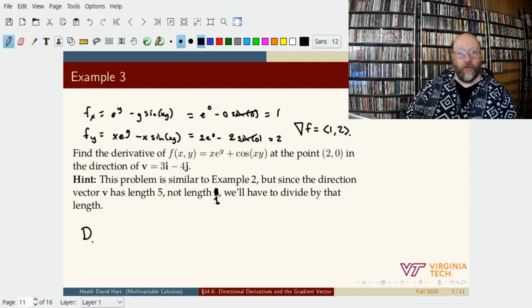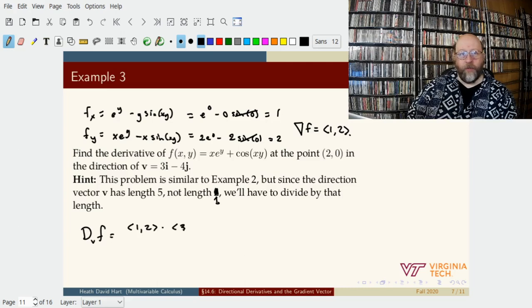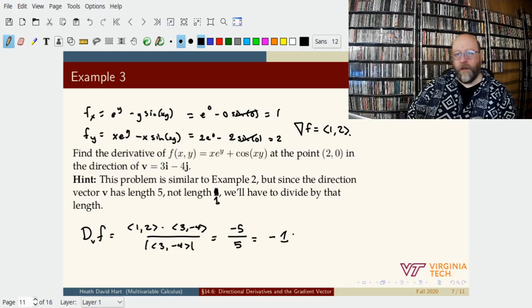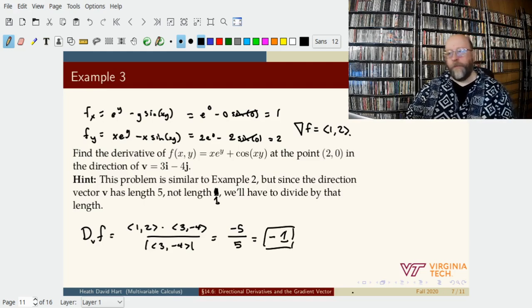And so the directional derivative, the derivative in the direction of v of the function, is the dot product of (1, 2) and (3, -4) divided by the magnitude of this vector (3, -4). The dot product is 3 plus negative 8, which is negative 5. And the magnitude of (3, -4) is 5. That's a 3, 4, 5 triangle. You should recognize that without having to work out the calculation. But the derivative turns out to be negative 1.